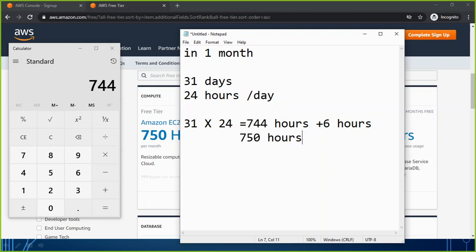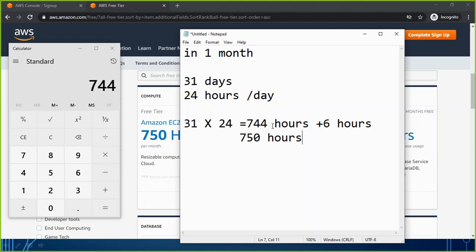That's why Amazon has made a policy: let me give 750 hours free in a month for everybody, either you belong to such a country, or you belong to any other country where you don't need the extra 6 hours. So this is the basic fundamental behind it. If you make one EC2 instance and keep it running for the whole month, that means you are going to run your EC2 for 744 hours. There will be no charge for it.